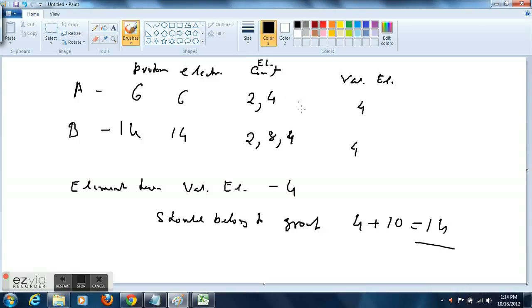Now the atomic number of A is 6, so we can very well say from the atomic number that A must be carbon, and B, whose atomic number is 14, we know the element having atomic number 14 is silicon. Even though they did not ask for it, we know atom A is carbon and B is silicon.